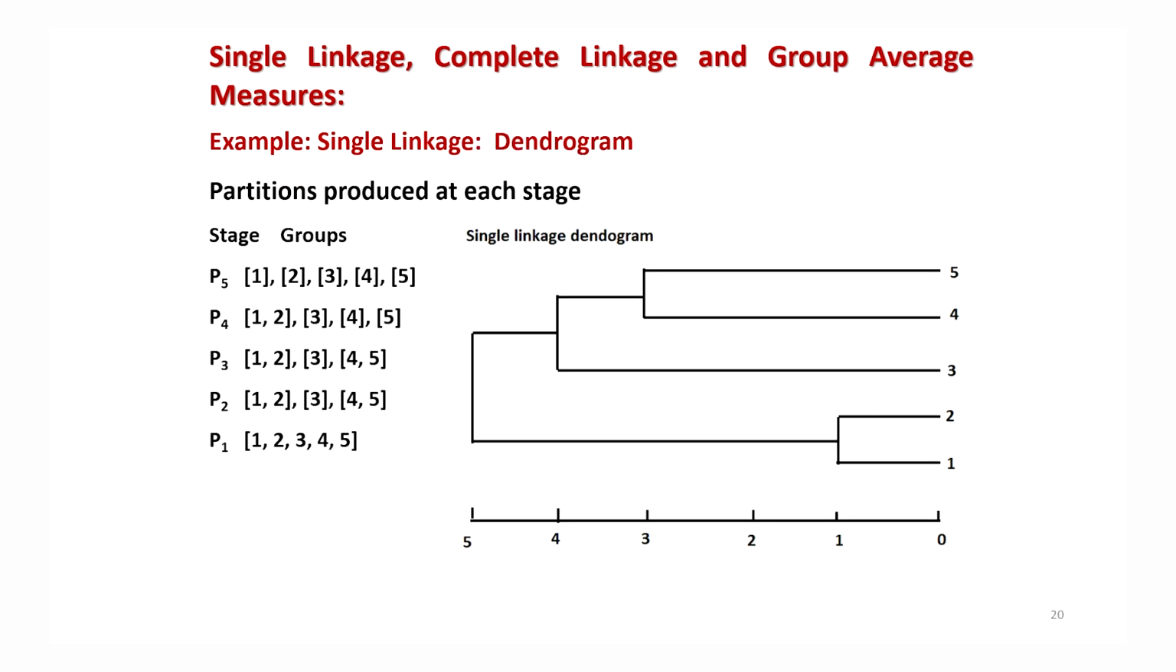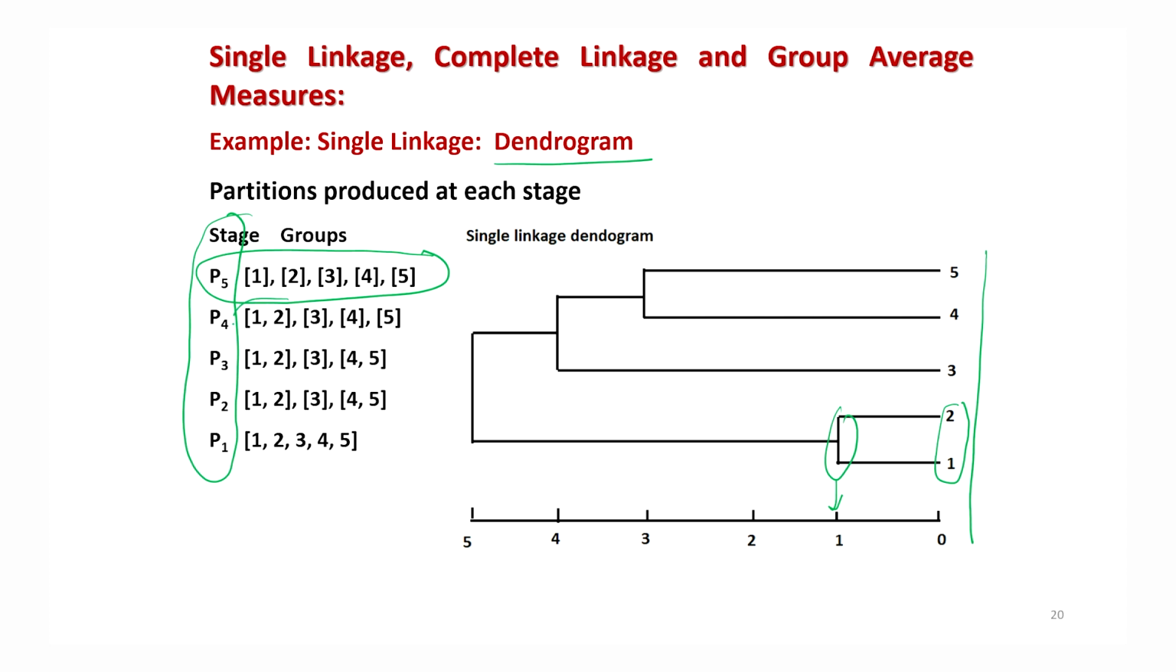Now the same process I can indicate by this figure, which is called a dendrogram. These are my stages: partition 1, partition 2, partition 3, partition 4, partition 5, and we try to see these observations. We take observations number 1 and 2, which have been combined into one group at stage 1, and this has been indicated like this. All the observations are alone at the start. Then in the next stage, I combine 1, 2, and 3, 4, 5 are separated.